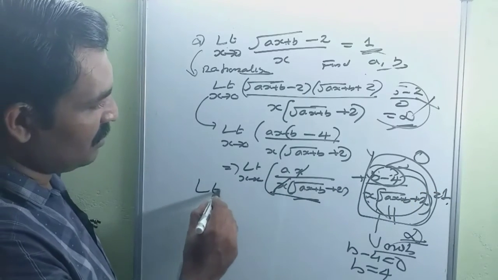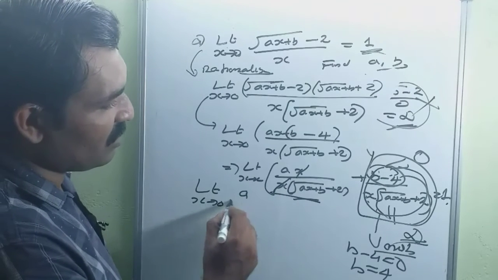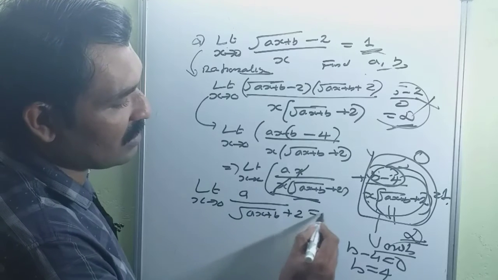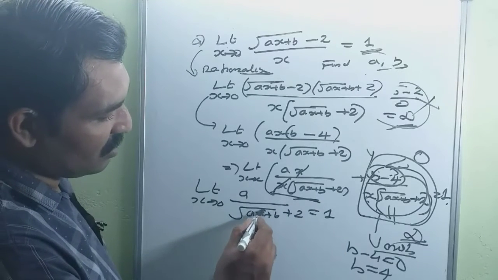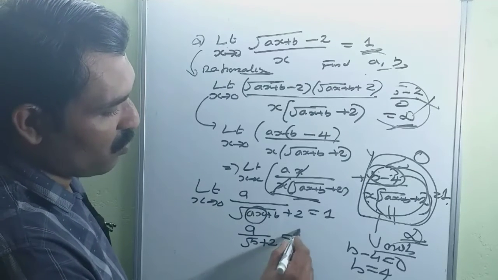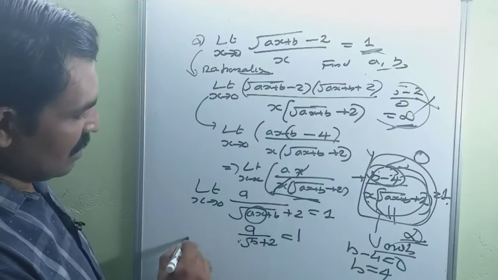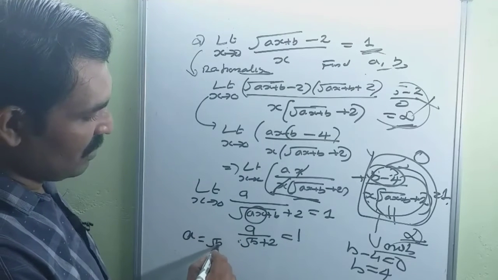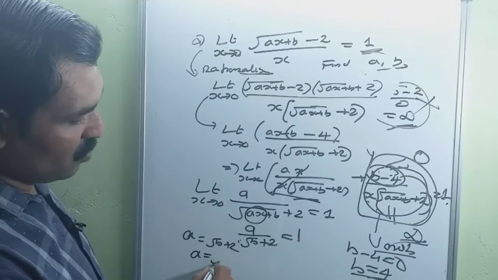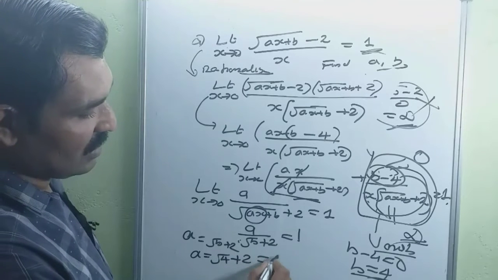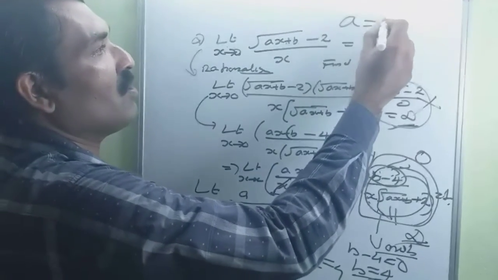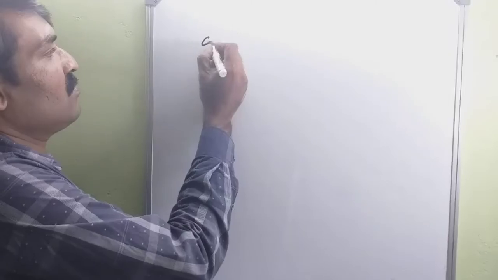That is limit x tends to 0, a divided by root of ax plus b plus 2 is equal to 1. Putting x is equal to 0, this becomes a divided by root b plus 2 is equal to 1, or a is equal to root b plus 2. But b is equal to 4, so root b is equal to 2. That is a is equal to root 4 plus 2, that is equal to 2 plus 2 is equal to 4. So a is equal to 4 and b is equal to 4.